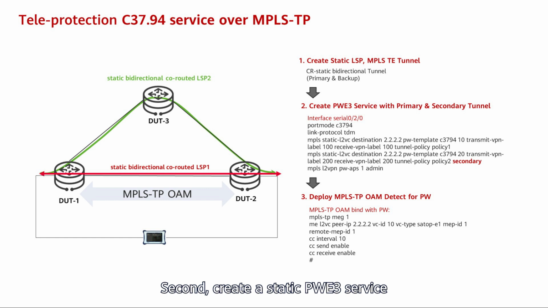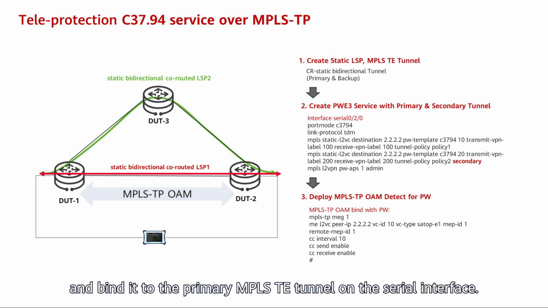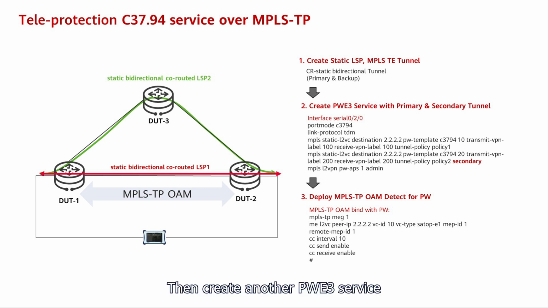Second, create a static PWE3 service and bind it to the primary MPLS-TE tunnel on the serial interface. Then, create another PWE3 service and bind it to the backup MPLS-TE tunnel to function as the protection PW. Deploy PW-APS and associate it with OAM detection for a primary-secondary PW switchover.